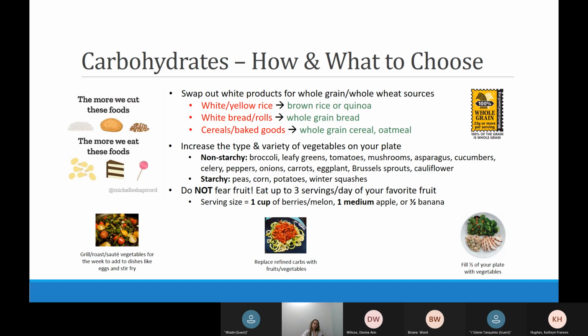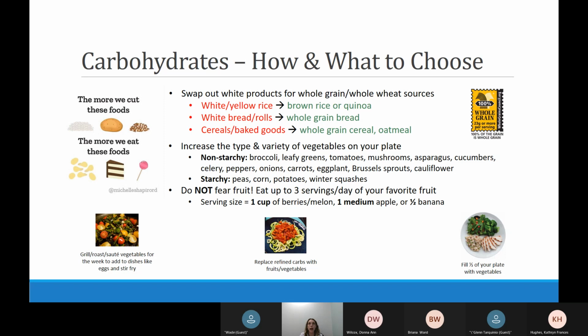Then, some ways to cut down on total sugar in the diet is switching out different white products for more whole grain products, right? So our white rice for brown rice, or quinoa, which is also a complete source of protein, switching out rolls, maybe going for a slice of bread instead. It's okay to say a slice of bread over a wrap on occasion.